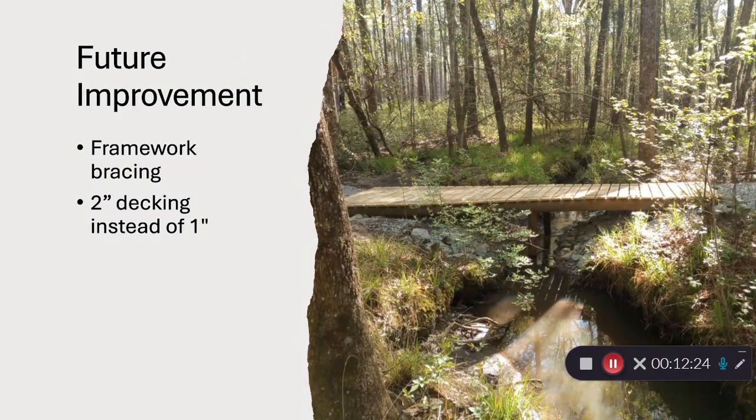So future improvements that we would like to do, although we are very satisfied with the bridge as well as our stakeholder is satisfied as well, we would like to improve it in a couple of ways. The main thing that we would like to change is that we used 1-inch decking on the top surface, and we would prefer to have used 2-inch decking just to have a little more stiffness in the walkway and a little more structural integrity.